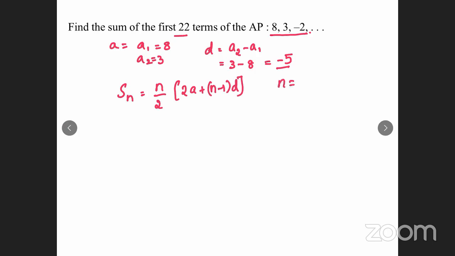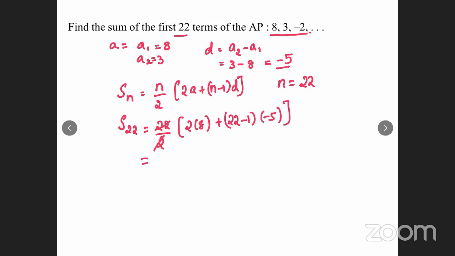So here n is also given, that is 22. So S22 is equals to 22 upon 2 into 2 times of 8 plus 22 minus 1 times d, that is minus 5. So 2 ones to 11. So 11 times 8 twos are 16 plus 22 minus 1 is 21 times minus 5. So I hope everybody understood this one. So this is equals to 11 times of 16 minus 105.